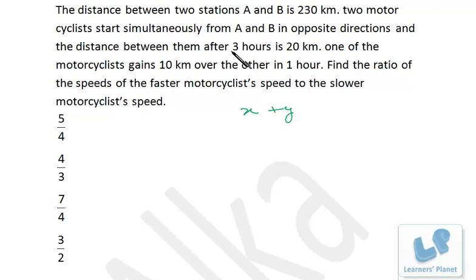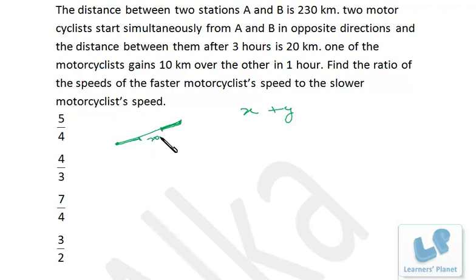Now, the distance between them after 3 hours is 20 km. What does it mean? That means in 3 hours, they have covered 230 minus 20, that means 210 kilometers. Just see over here. So this is 20 kilometers. That means this distance plus this distance is actually 210 kilometers, so that they have covered jointly, right? That means A is coming from this direction and B is coming from this direction, right? So after 3 hours, the distance between them is 20 kilometers.